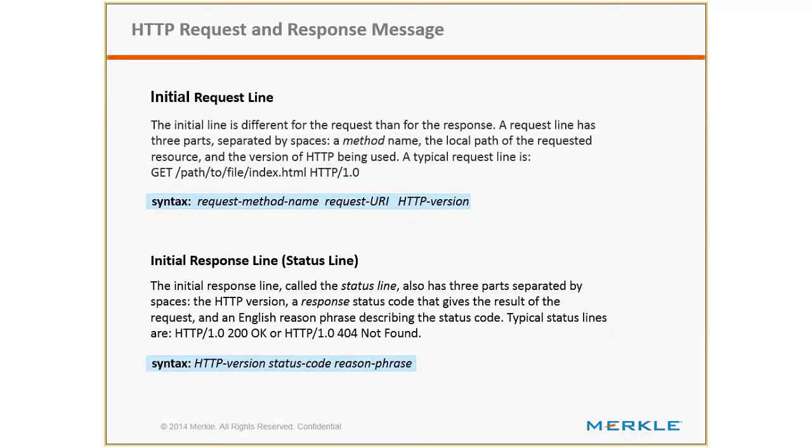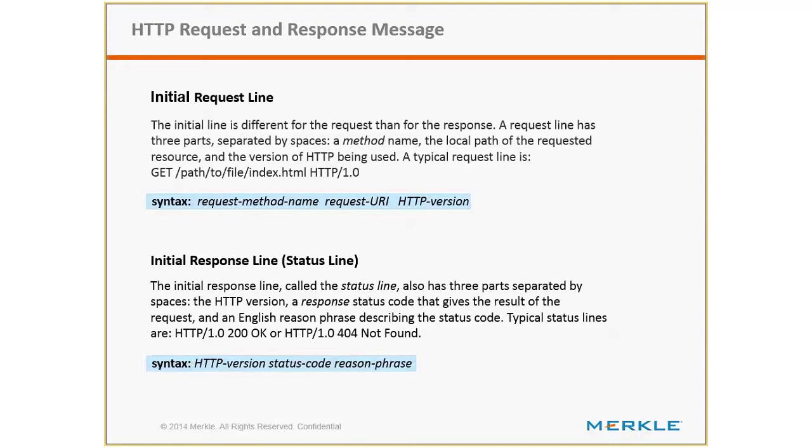Here is an example. HTTP/1.0 is the HTTP version. 200 is the status code of the response, and the reason OK is the explanation of the status code 200. OK. Any questions on this? If not, we'll move to the next.